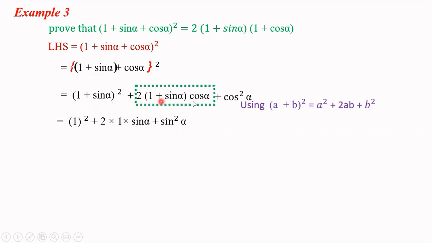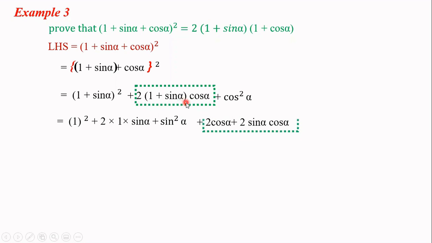For this second term, we are going to open the bracket by multiplying each term of the bracket by 2 cos alpha. So multiplying 1 by 2 cos alpha, we have 2 cos alpha. Similarly, multiplying sine alpha by 2 cos alpha, we have 2 sine alpha cos alpha. So this bracket is eliminated by multiplying it with 2 and cos alpha. Now the last term, cos square alpha.